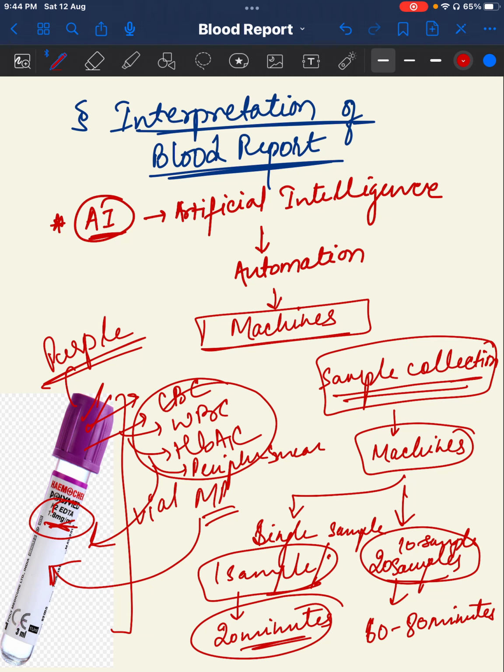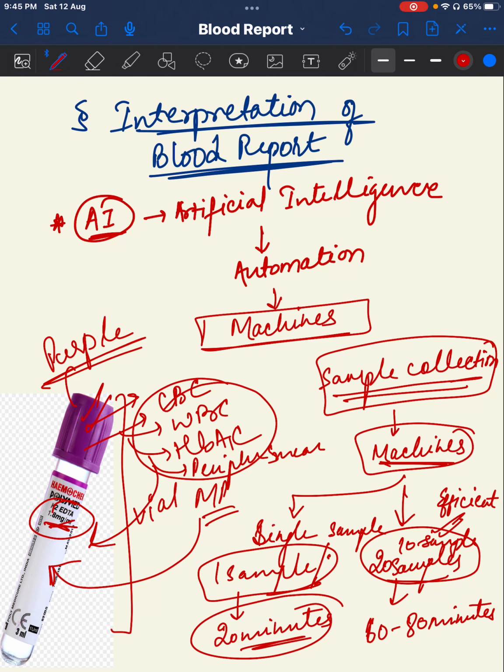So this was about the machine. First things first, if you're running one sample at a time, it will take 20 minutes. If you're running 10 to 20 samples in a single row, then it will take 60 minutes. But obviously this is more efficient, because if you are using bulk samples at a time, then the amount of reagent used by the machine is more efficient.